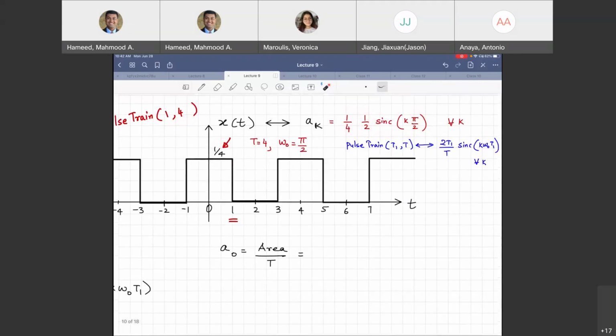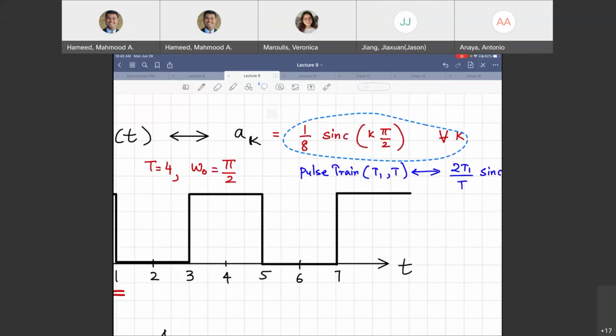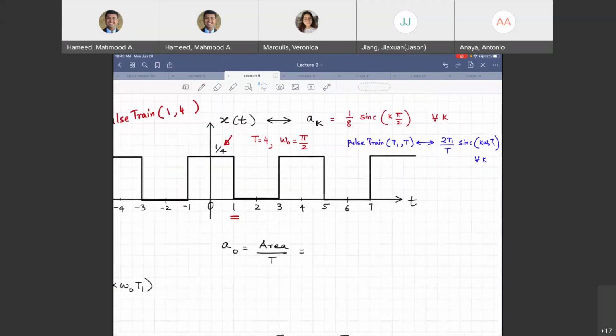Questions here? a_k, I can simply write this as 1/8 sinc k pi over 2. So I've used that standard result to help me with that. Questions about how I wrote the Fourier series coefficients of x of t?